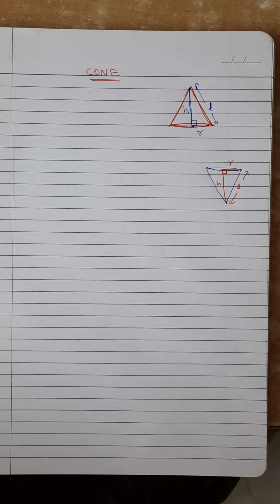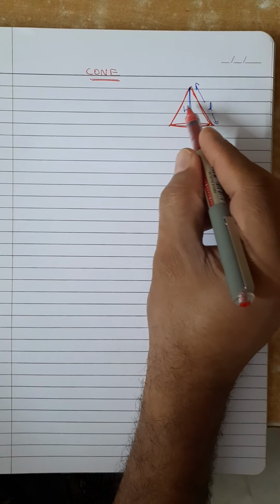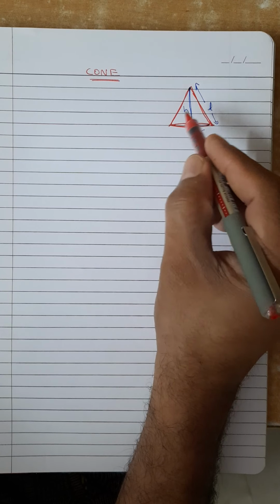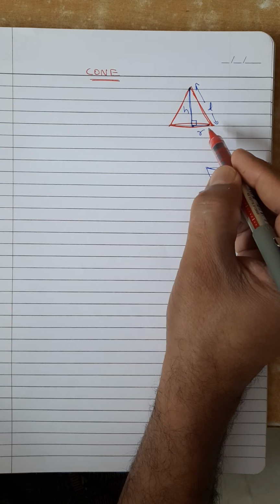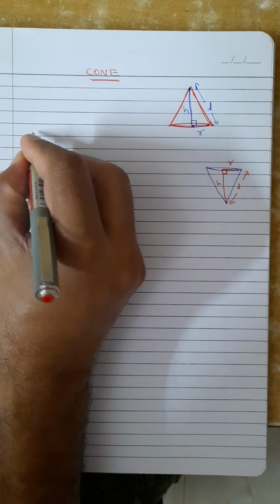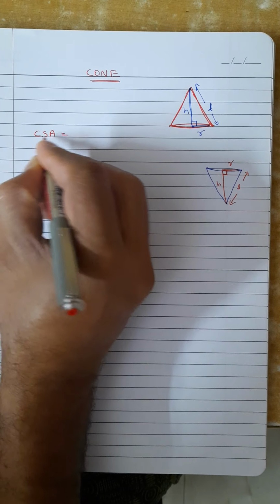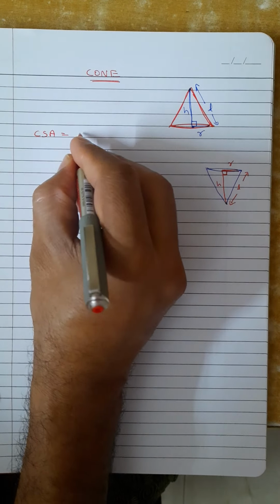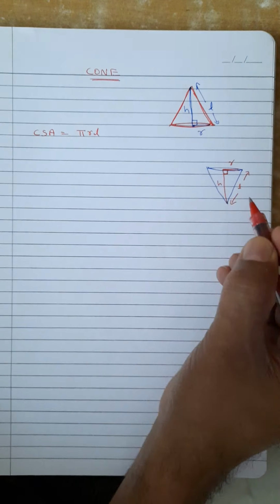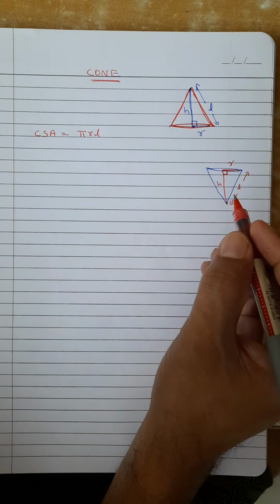In total, how many surfaces? One plane surface, that is the base, and one curved surface. The curved surface gives the CSA, the curved surface area, which is equal to pi RL. The formula for CSA is pi RL.